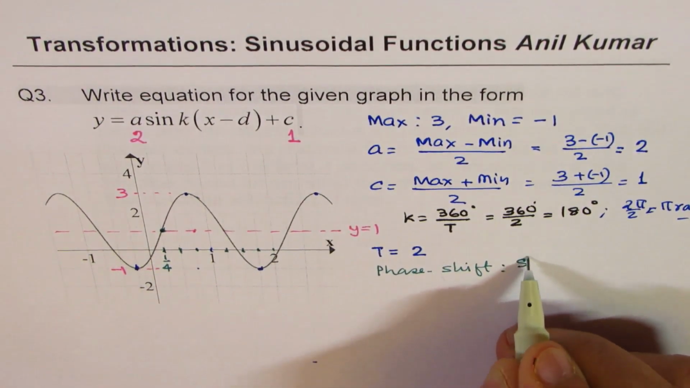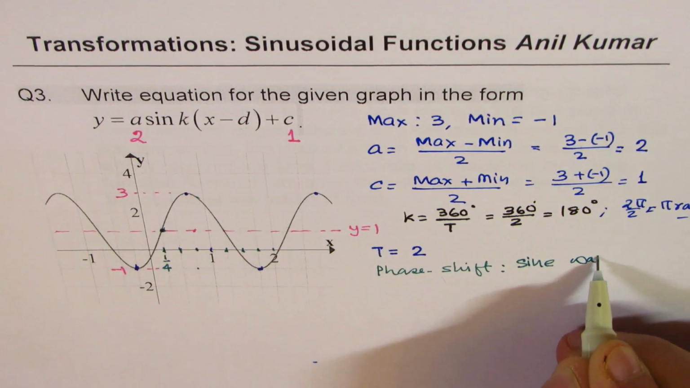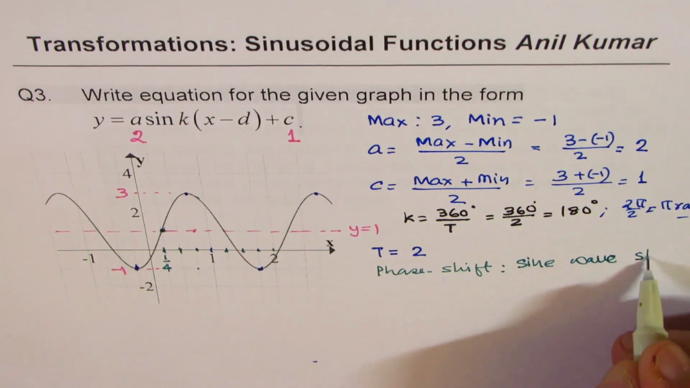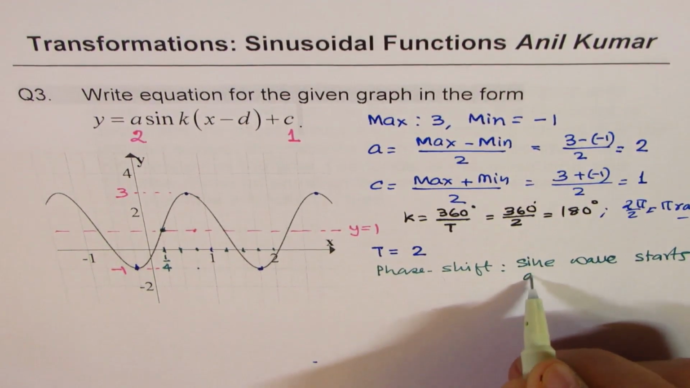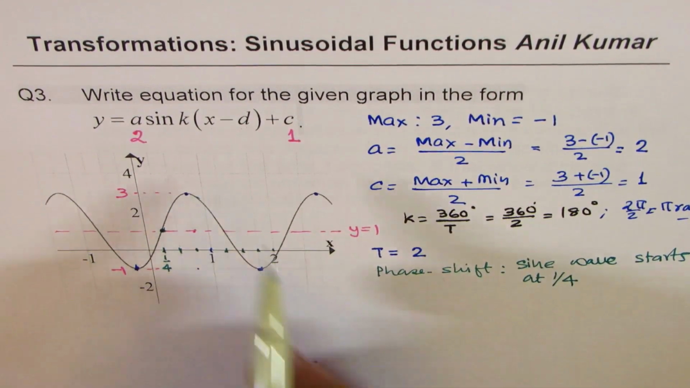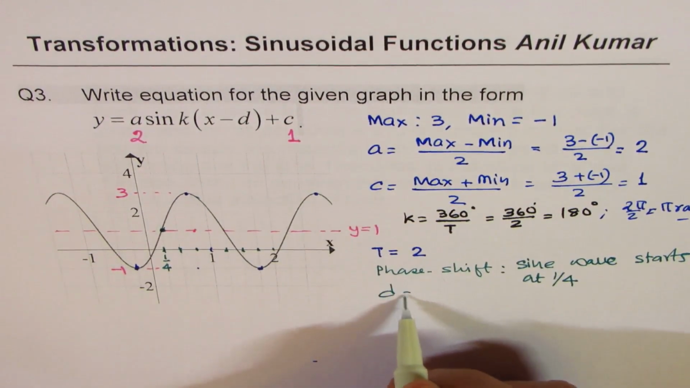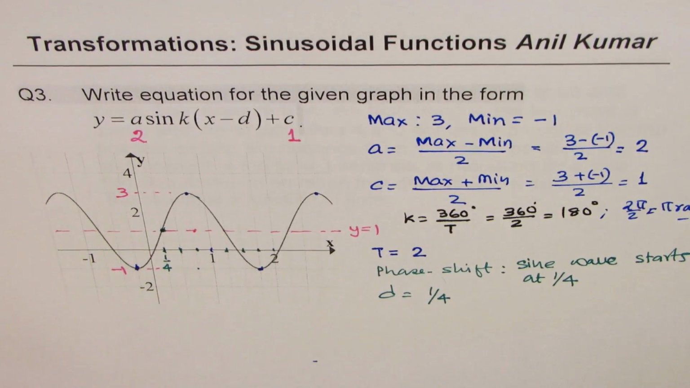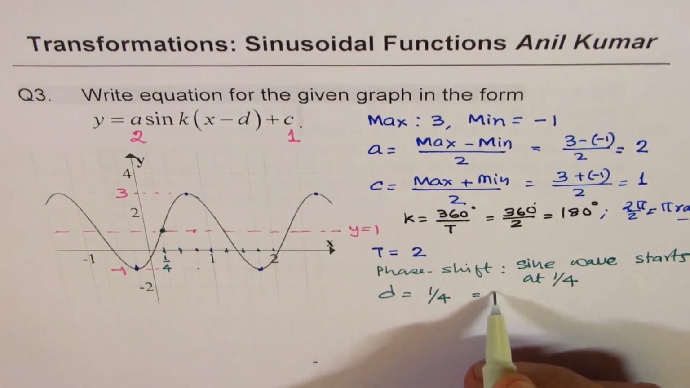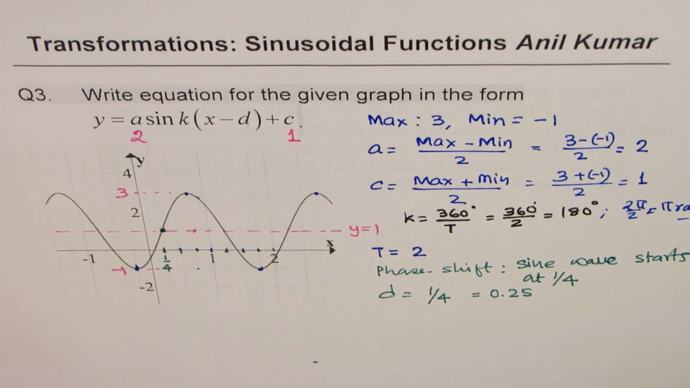So the sine wave starts at 1/4, and therefore the value of D is 1/4. You get the idea, right? You could write it in fractions, or you could write 0.25 as you wish. That's one and the same thing. So we got the value of D also.